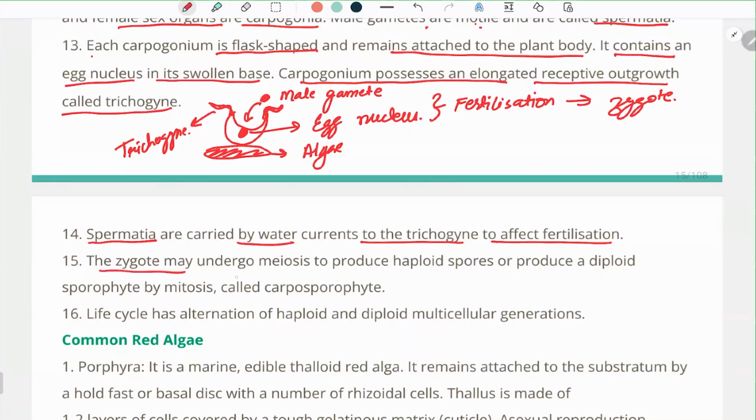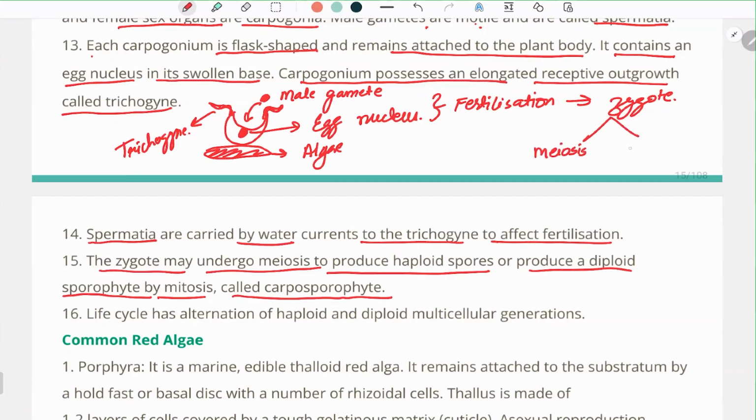The zygote may undergo meiosis to produce a haploid spore, or produce a diploid sporophyte by mitosis. It is called the carposporophyte. So the zygote which is formed can undergo either meiosis or mitosis. If meiosis occurs, haploid spores are formed, and if mitosis occurs, it will produce carpospores.